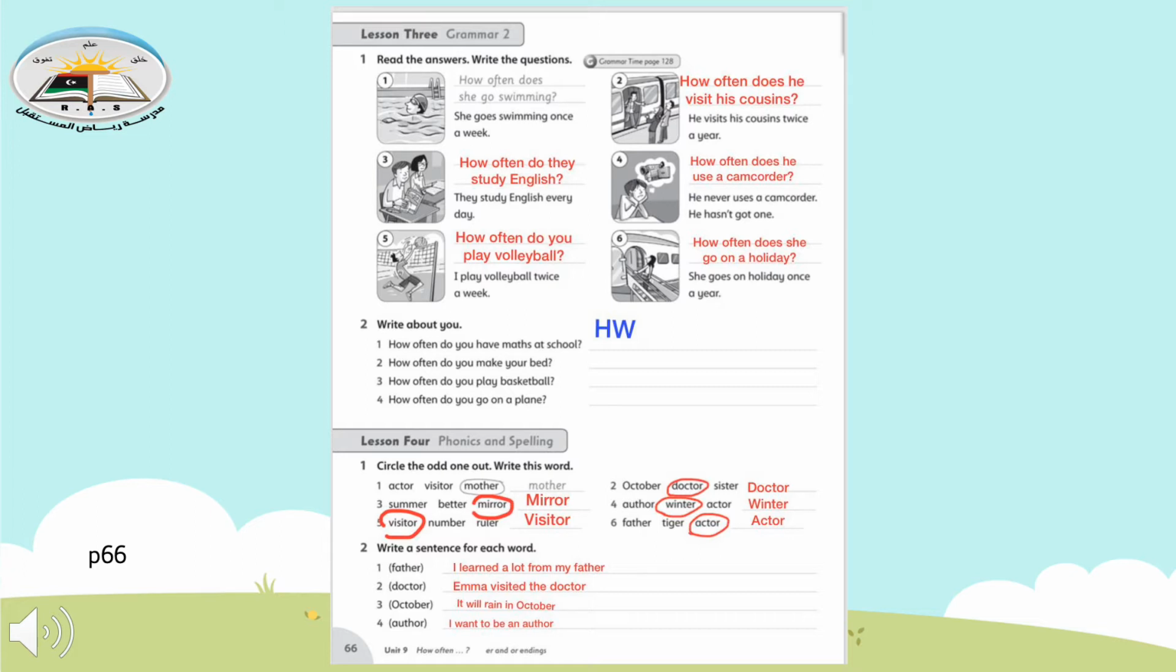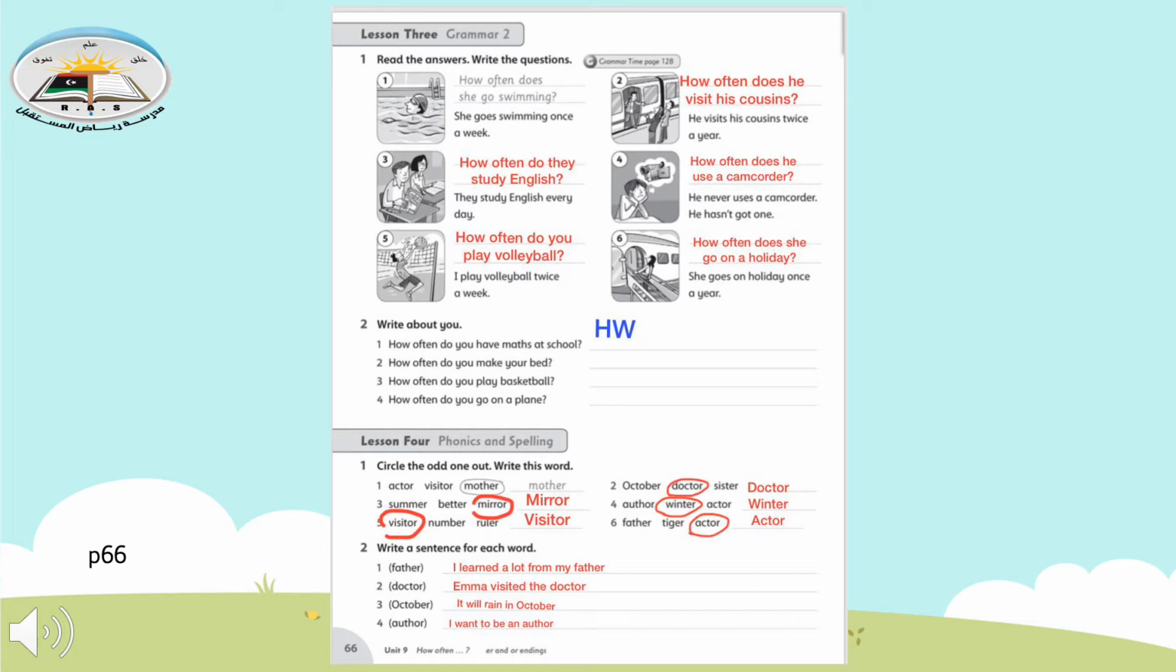Number 1 is already answered. How often does she go swimming? That's the question that they answered. The answer, she goes swimming once a week. Now number 2. We have the answer. He visits his cousin twice a year. So the question should be, how often does he visit his cousins?